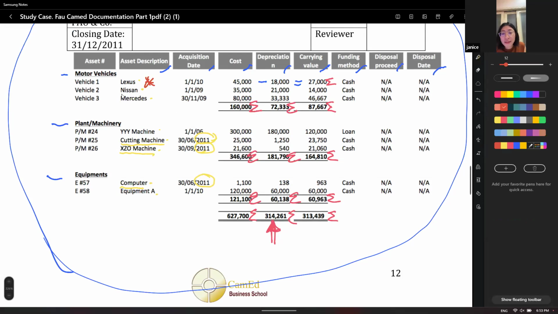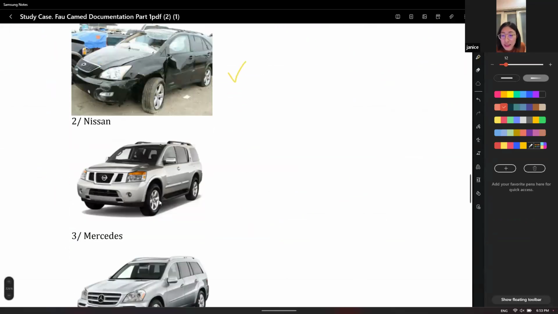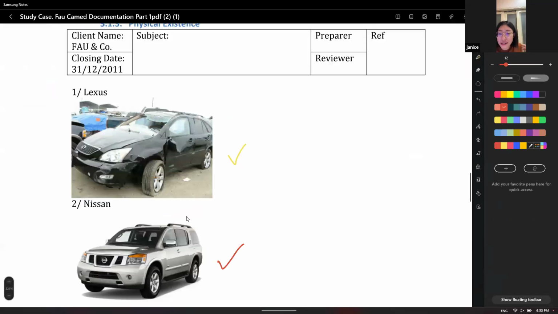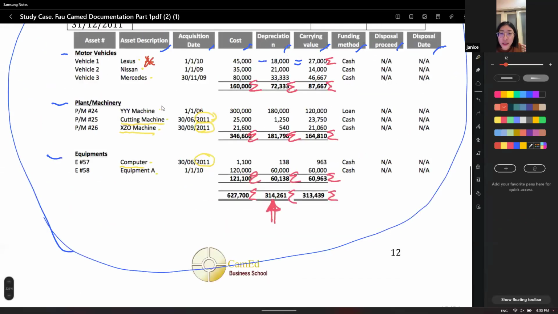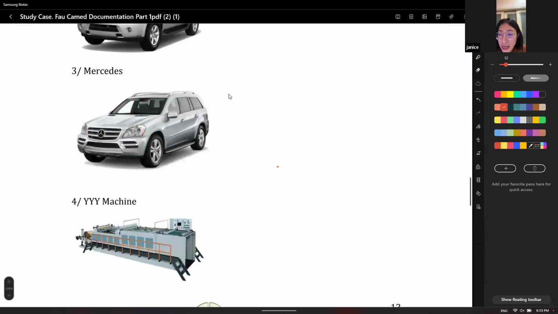Second item, they have a Nissan. So we take from the register, there's a Nissan, and look, do we have a Nissan? Yeah, we have a Nissan. Very good. All right, it exists. Now the third car is a Mercedes. Let's go see if there's a Mercedes here. Yeah, we have a Mercedes. Very good.